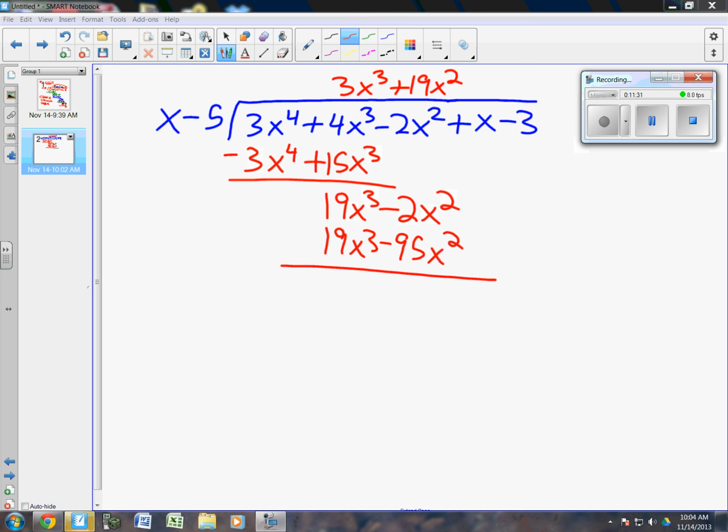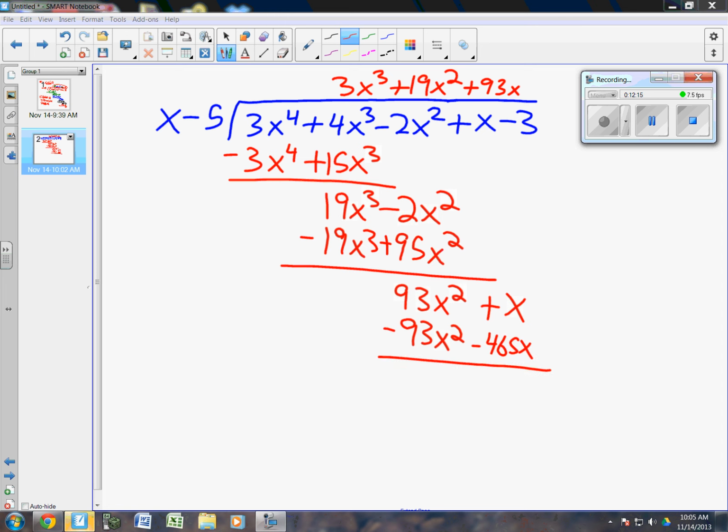Change the signs and add. And I am going to get 93x squared. Bring down the x. I can tell we're going to have a remainder on this one for sure. Okay, now what do I times x by to get 93x squared? 93x. 93x times x is 93x squared. 93x times negative 5. Someone tell me what negative 5 times 93 is. 465, so negative 465x.